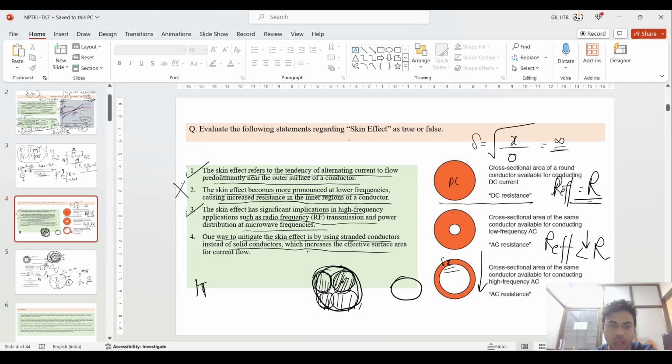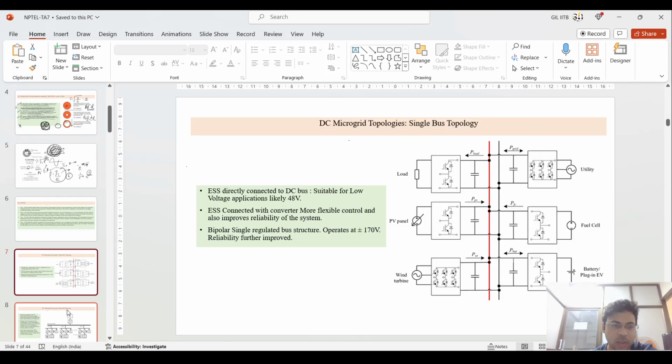Increase further. So based upon this, that is also true. Coming to the most important topic, that is DC microgrid topologies, which is also important for your assignments, also for solving assignment problems.